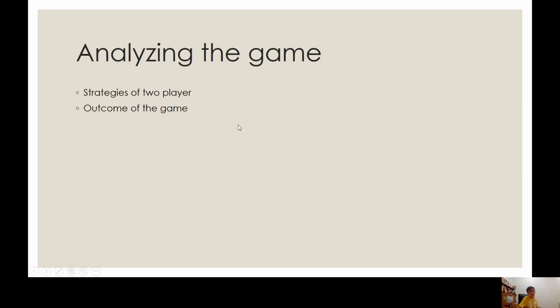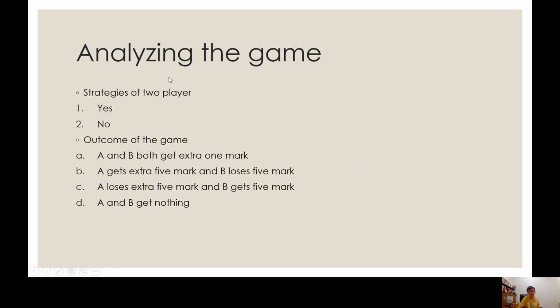Next, we can start analyzing the game. First, we need to know the strategies of the 2 players and the outcomes of the game. Obviously, the strategies of the 2 players are yes or no. The outcomes of the game are: A and B both get 1 extra mark; A gets an extra mark and B loses 5 marks, or vice versa. Lastly, A and B can also get nothing.